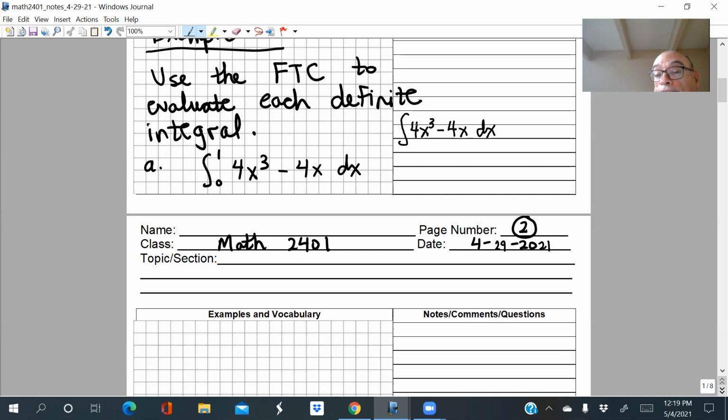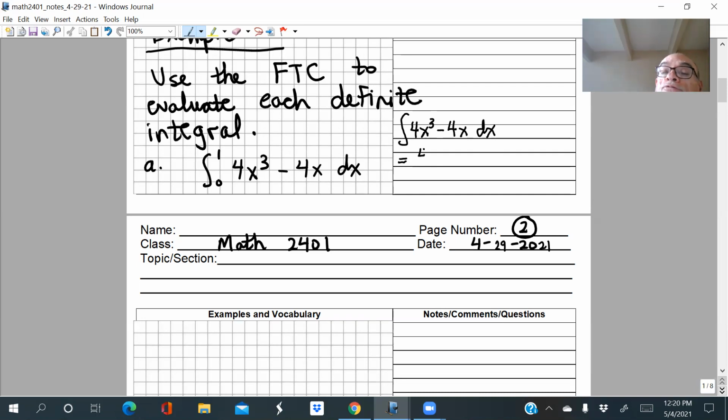I want to find the antiderivative, the indefinite integral of 4x cubed minus 4x. So I denote that using the integral sign, but without the limits of integration. Let's see if we can find this antiderivative. This is something that's going to be on your test today. Notice these terms are just powers of x, so we can find the antiderivative just using the anti-power rule.